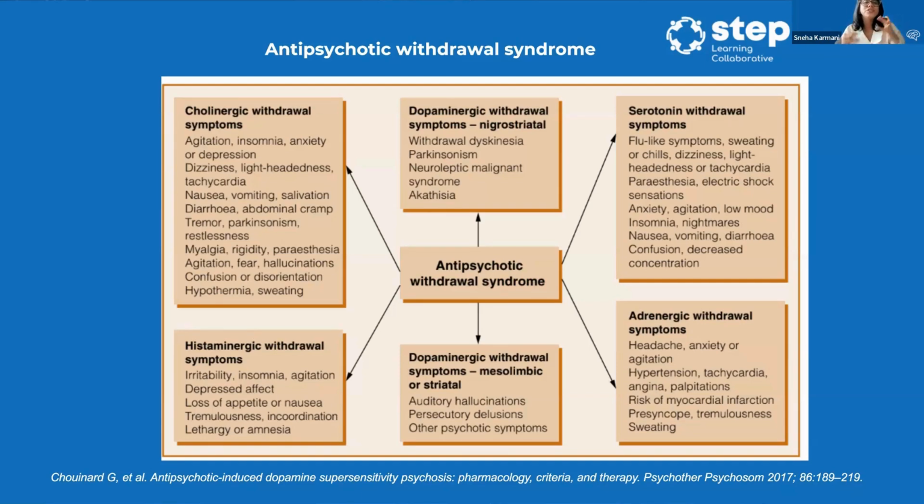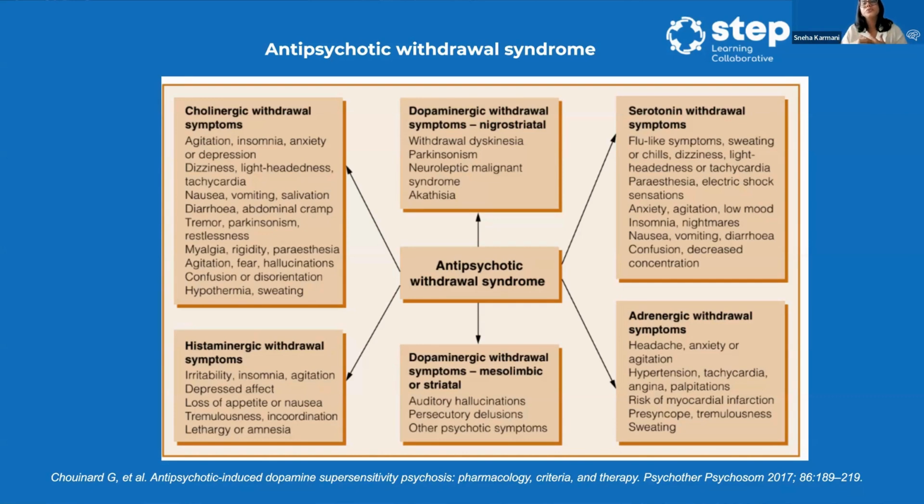Cholinergic withdrawal symptoms like agitation, insomnia, anxiety, dizziness, nausea, vomiting, diarrhea, myalgia, rigidity, fear, hallucinations, confusion, disorientation, hypothermia, sweating. Histaminergic withdrawal symptoms can be seen. There could be a lack of appetite, nausea, irritability, insomnia, agitation. There could be tremor, lethargy. There could be dopaminergic withdrawal symptoms because of its effect on the mesolimbic or striatal pathways. Auditory hallucinations could come back, persecutory delusions, other psychotic symptoms may be seen.